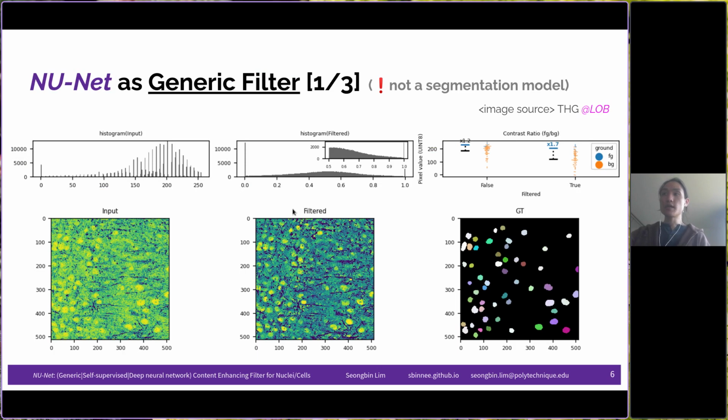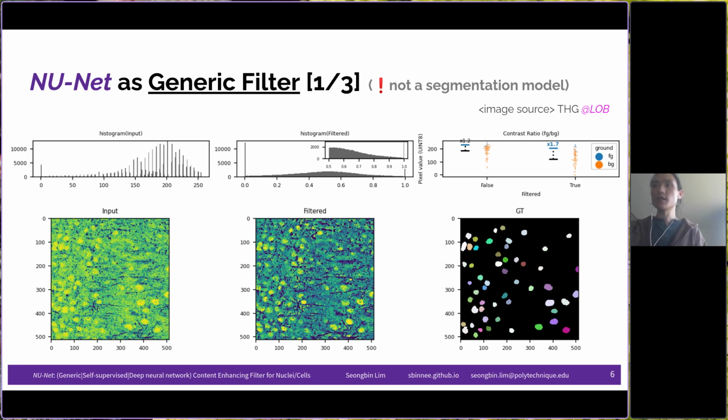So after training with these two losses, we now have a generic filter, a content enhancing filter. So let's see the result. On your left, we have the input. At center, we have the filtered output, and at right, we have the ground truth.